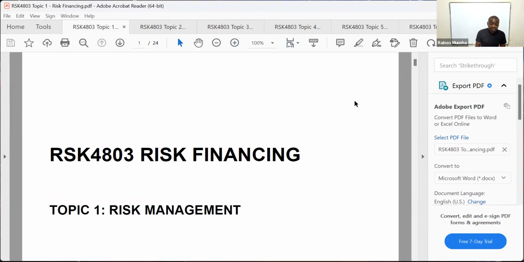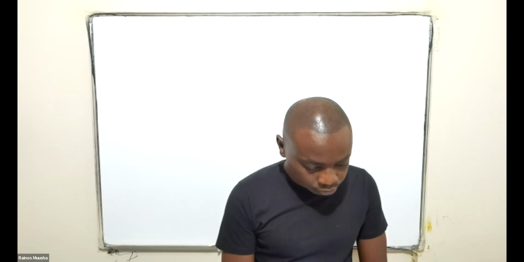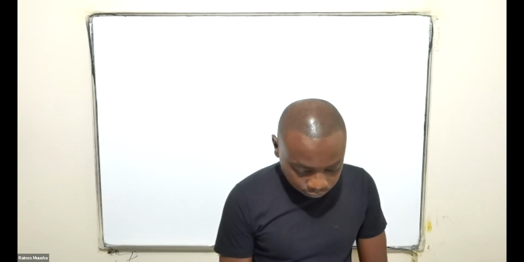your module for RSK4803, which is risk financing, is made up of 6 topics. And remember, the material for the six topics, which is basically the stuff in the study guide that I'm showing you now, you're able to access on myUNISA as well. You need to just go on myUNISA and download that material. If you don't come right, let me know. So your module is basically made up of 6 topics, and the 6 topics that your module is going to be covering would be the following.